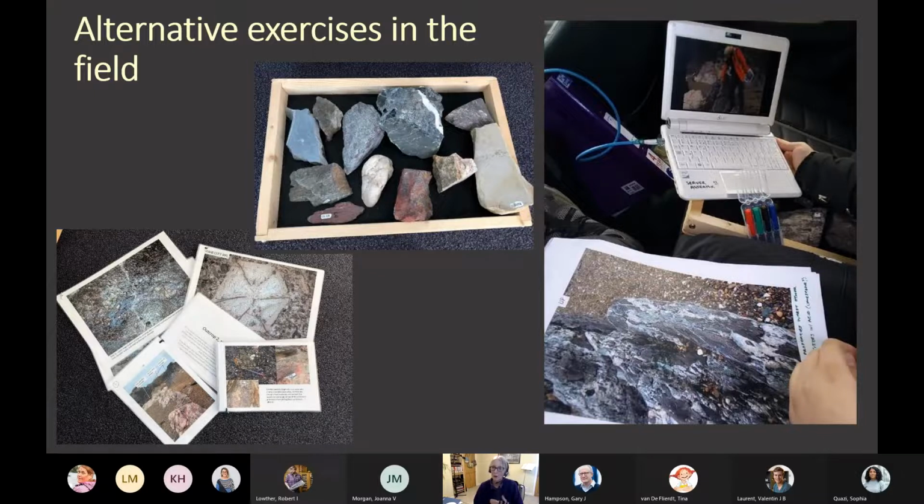So this was all part of making sure that these students stayed included in this whole group activity. It was all about ensuring this sense of community. And these hand specimens and thin sections were all available for the students to engage with outside of the field.